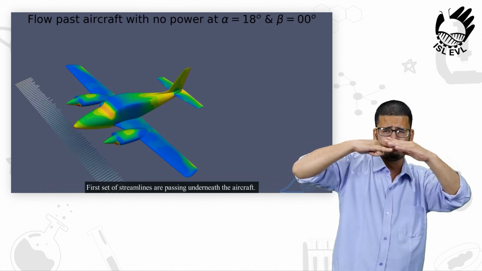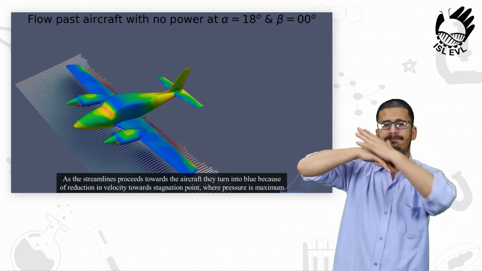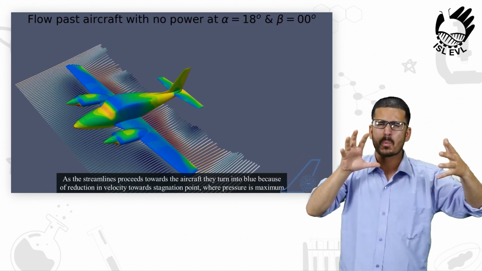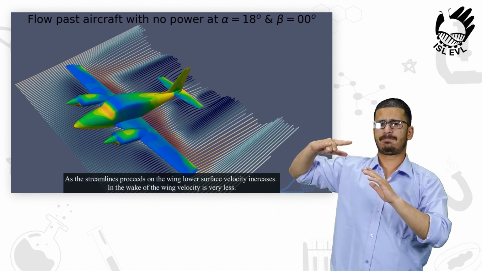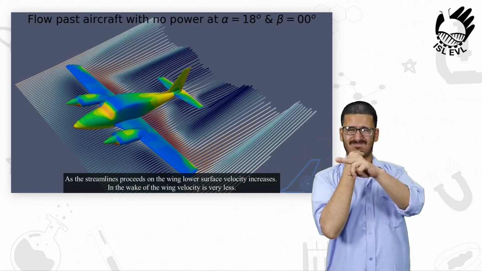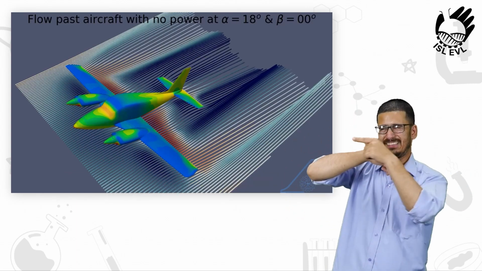First set of streamlines are passing underneath the aircraft. As the streamlines proceed towards the aircraft, they turn blue because of reduction in velocity towards stagnation point, where pressure is maximum. As the streamlines proceed on the wing, lower surface velocity increases. In the wake of the wing, velocity is very less.